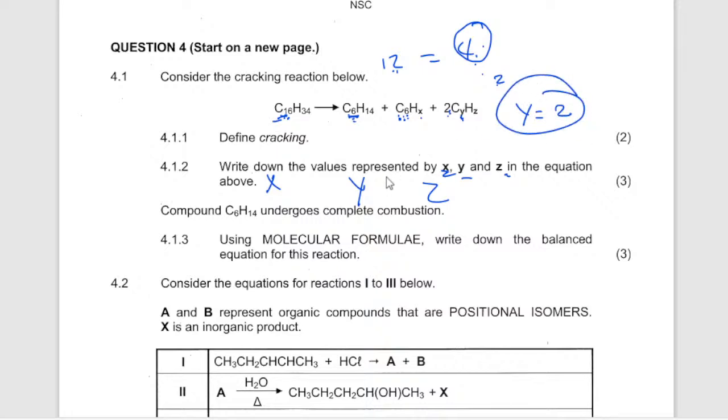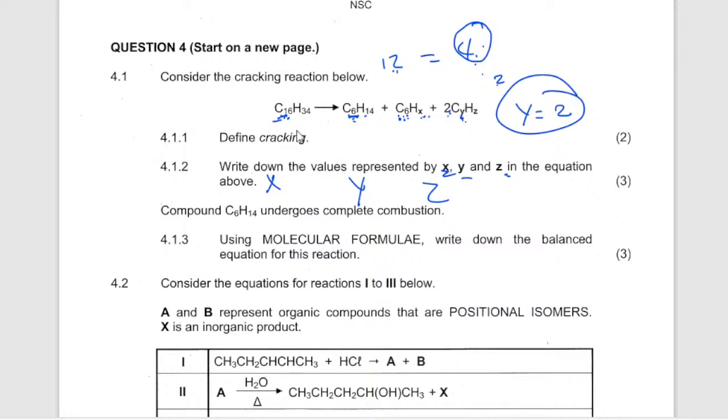Then now, if I have hydrogen here, hydrogen. Okay, now let's go to X.